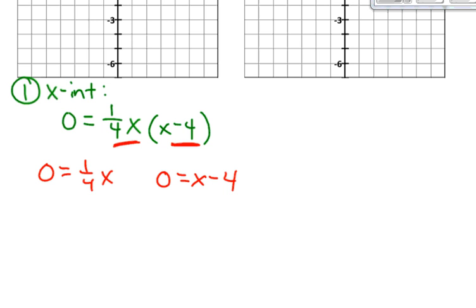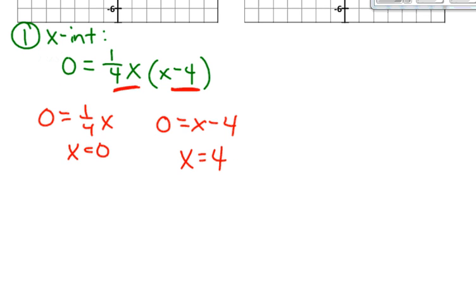And really, if I have 1/4 x equaling 0, what that means is that's going to be 0 when x is 0. Because 1/4 times 0 is going to be 0. Then x minus 4 equaling 0 is going to occur when x is 4. So I have 2 x-intercepts, and the points are 0, 0, and 4, 0.